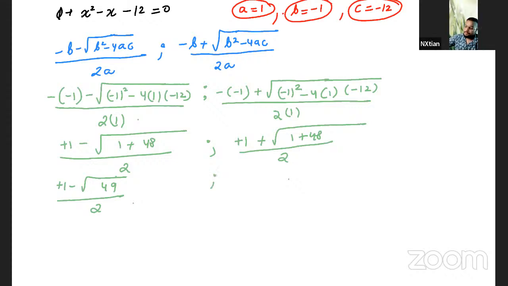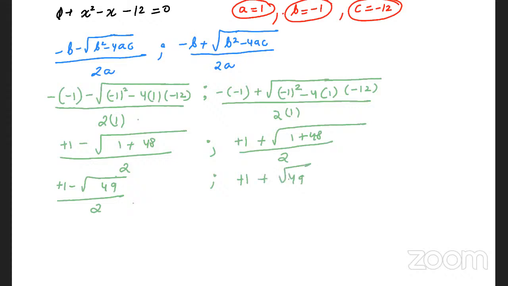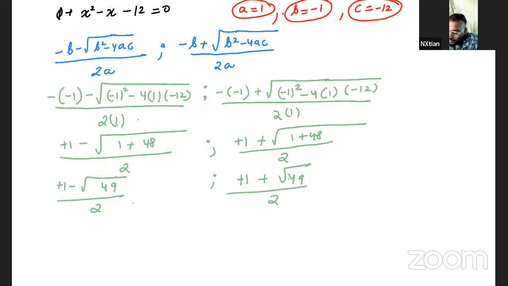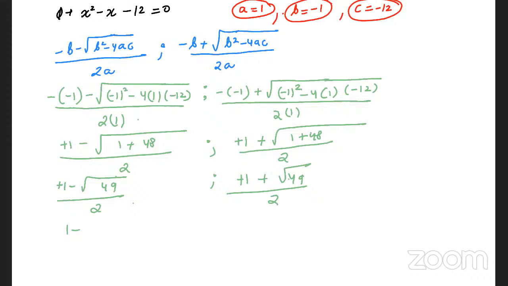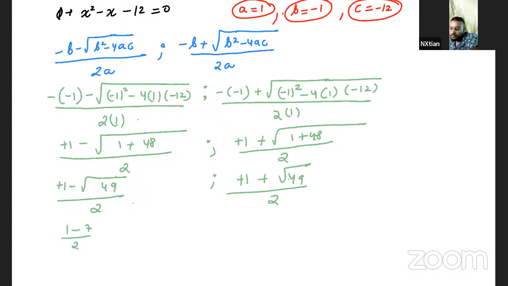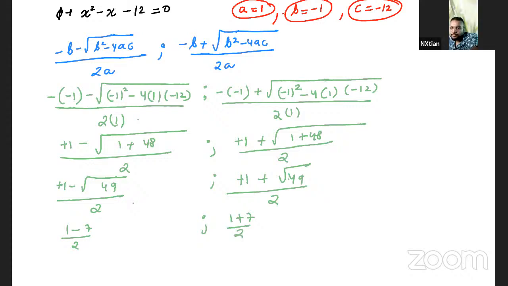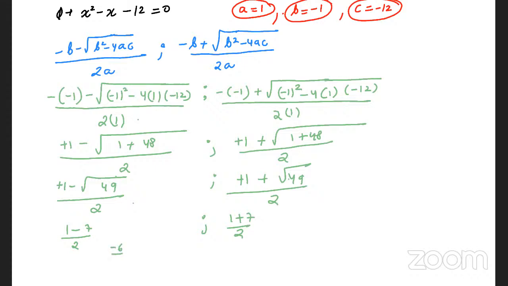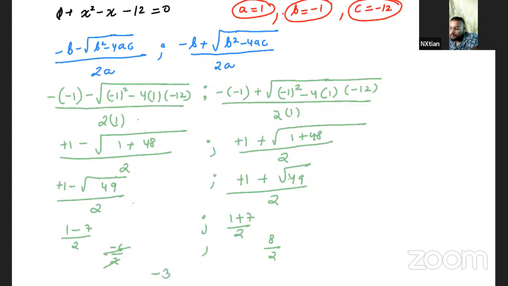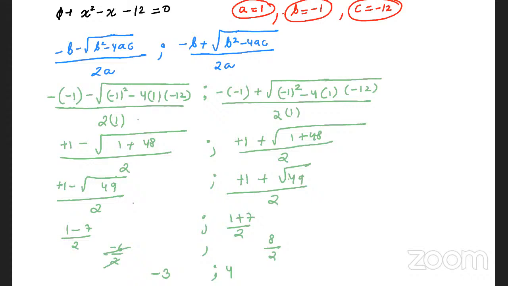Then next one: 1 plus root 49 upon 2. Now what is the root of 49? 7. So the next one would be -6 upon 2, and then 8 upon 2. And what's the answer? -3 and 4. Yeah, you got the answer.